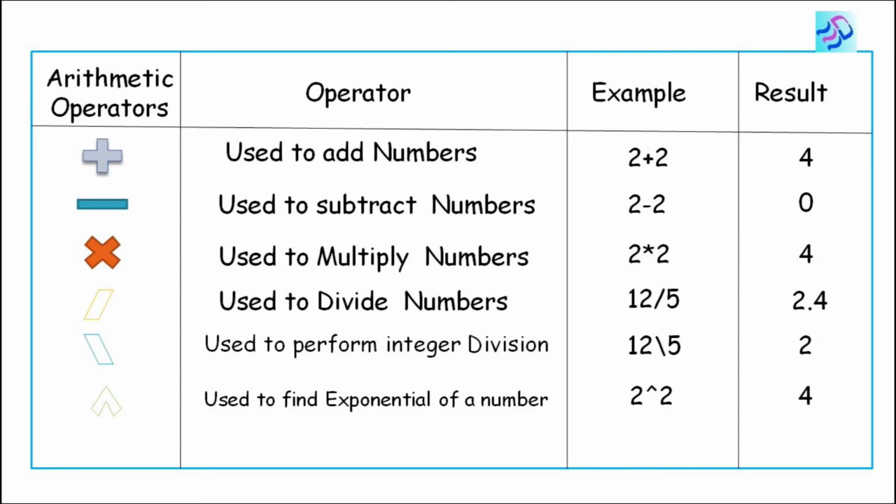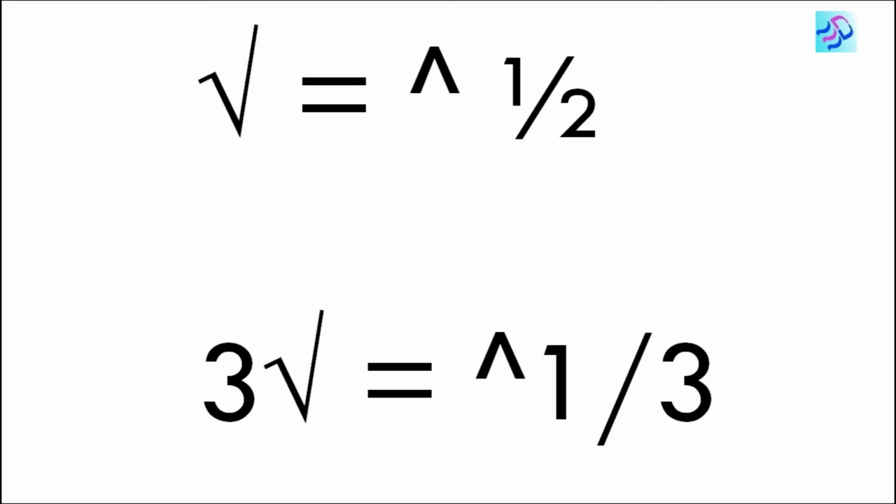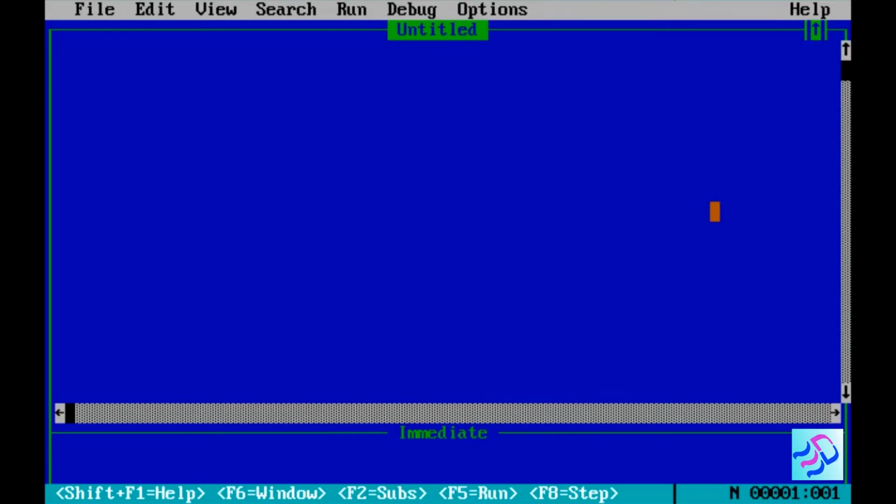But what if we have to do square root or cube root or 4 root or 5 root? We do not have root symbol in our keyboard. We need to know that root means to the power 1 by 2. Cube root means to the power 1 by 3. 4 root means to the power 1 by 4 and so on. Let's see an example in Qbasic.